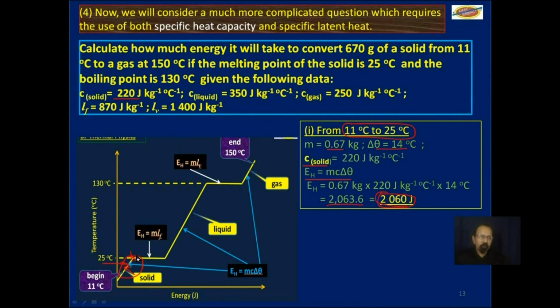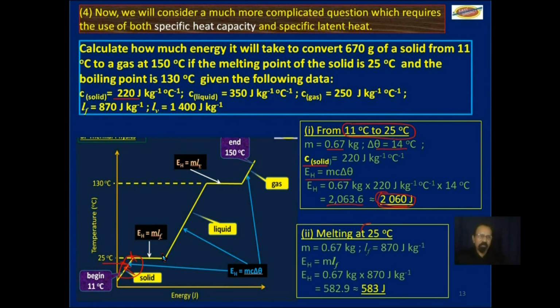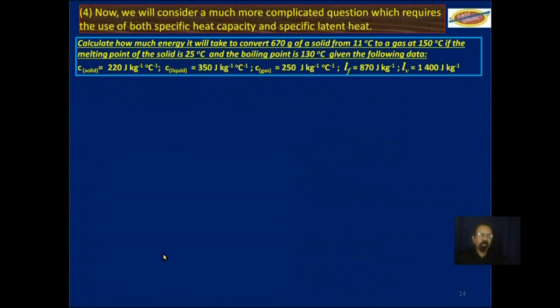Now we need to melt that solid at its melting point, 25 degrees Celsius. We know the mass is 0.67 kilograms. We know the latent heat of fusion is 870 joules per kilogram. EH = mLf. Substitute the numbers we are given, and we get the rounded off value of 583 joules. So now we are at this point here. We have reached here. Continue.